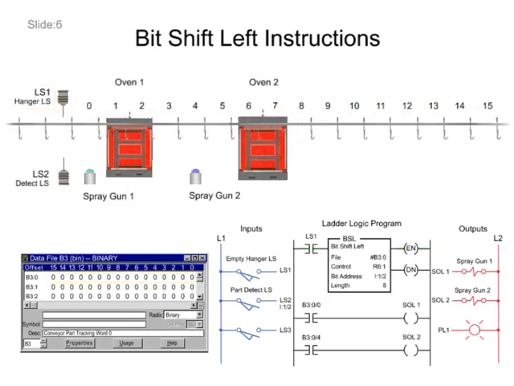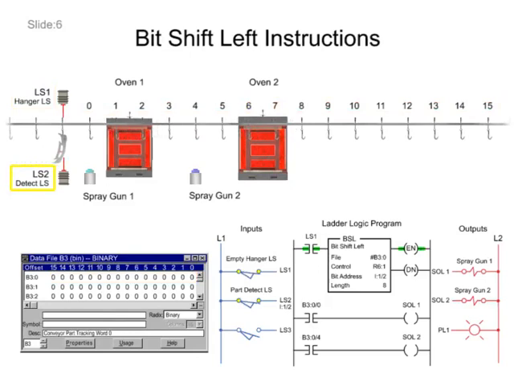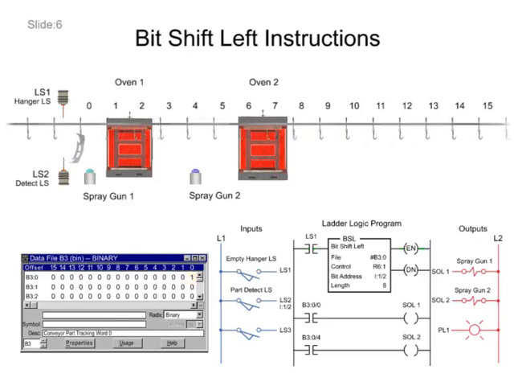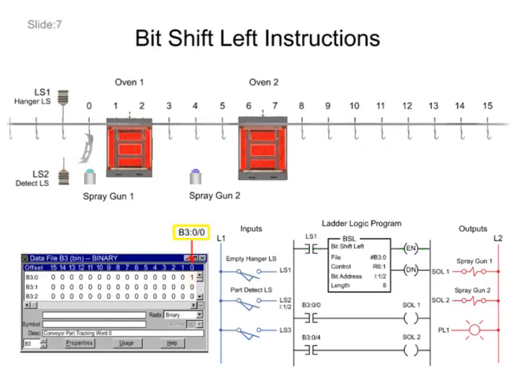When parts are detected by the LS2 limit switch, logic 1 is loaded into the first bit of the shift register. With bit 0 containing logic 1, the input status is true, triggering the spray gun 1 output.